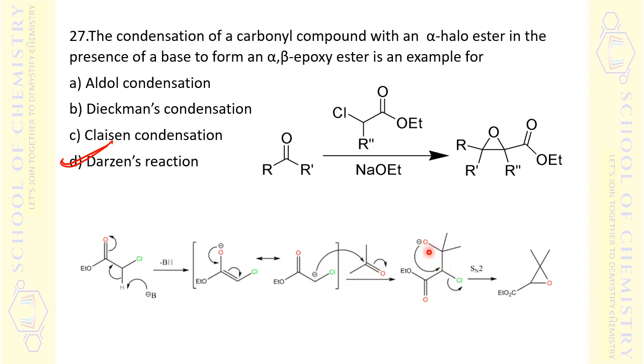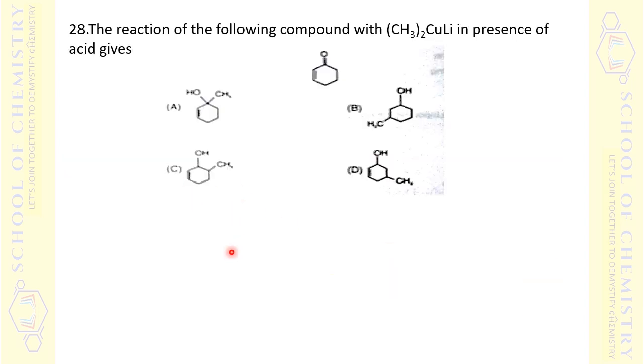And finally, when this minus charge interacts here, if you know the mechanism, all these things are very basic. This oxygen becomes minus. That O minus attacks this position, the Cl minus will be removed, and the mechanism followed here is SN2. The product is the epoxy ester, right? So that is Darzens' reaction. Straight away, this is Darzens' reaction.